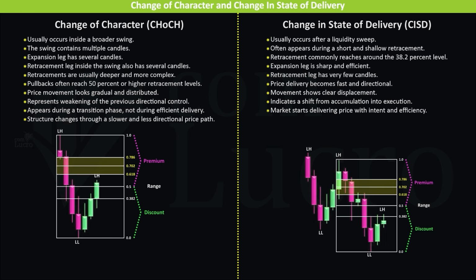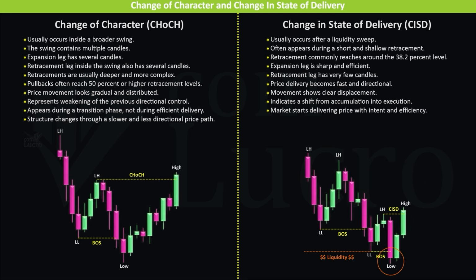A change in state of delivery focuses on how price is delivered rather than on structure itself. CISD typically appears after a liquidity sweep and is characterized by a sharp and efficient expansion, preceded by a short and shallow retracement, often around the 38.2% level. Both the expansion and the pullback usually involve very few candles. This reflects a sudden shift in momentum, where price moves with clear intent and efficiency. CISD signals that the market has transitioned from distribution or accumulation into active execution.